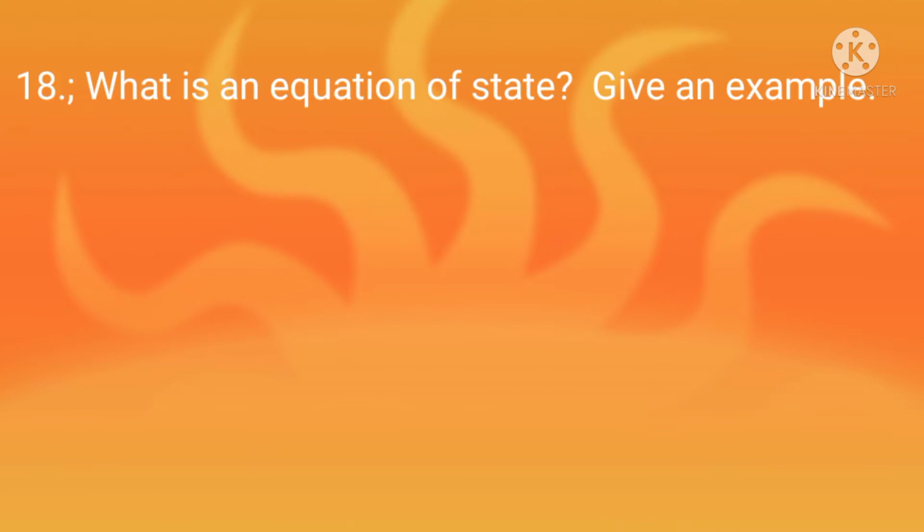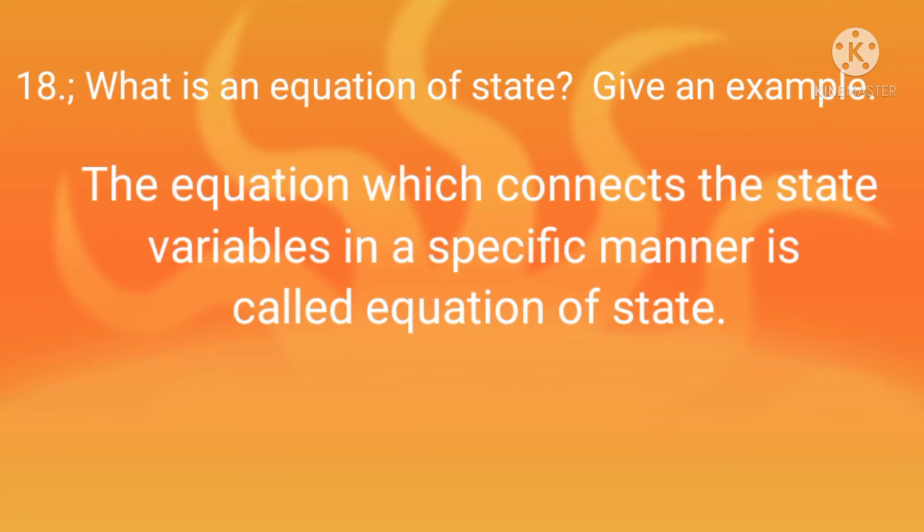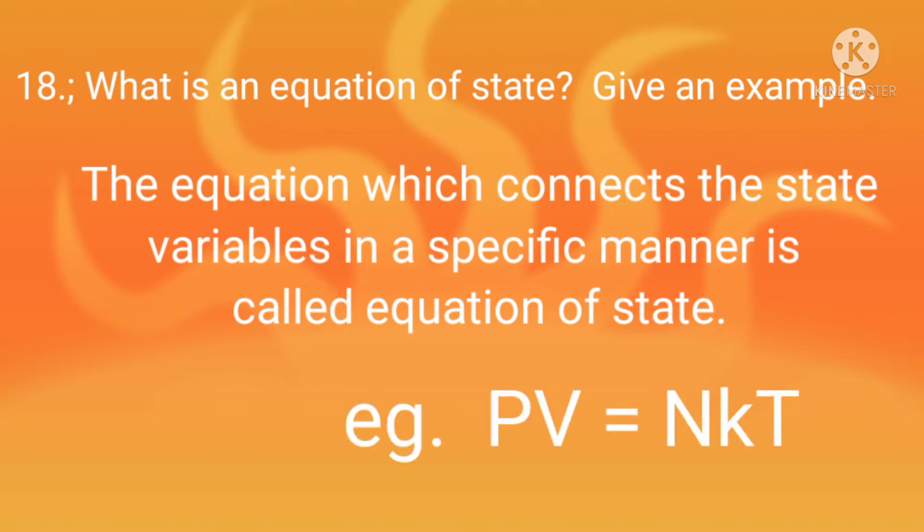What is an equation of state? Give an example. The equation which connects the state variables in a specific manner is called the equation of state. Example PV equal to NKT, where N is Avogadro number, K is Boltzmann constant, and T is absolute temperature.